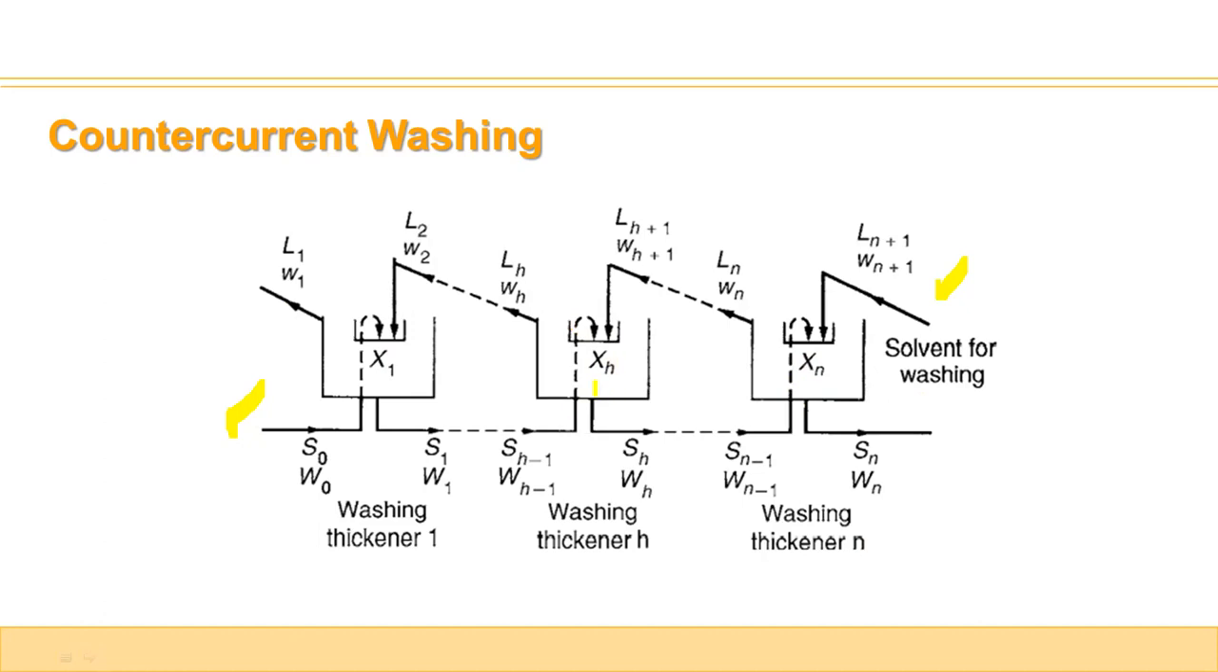So I will replace this h by small i, whereas the last stage in your washing would still be represented as N. That way you won't have to worry about a lot of representations in here. Although you really have to get acquainted with what is L, what is small w, what is S, what is big W, what is Y, capital Y, and what is capital X.